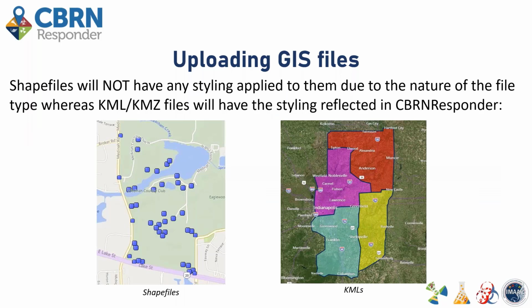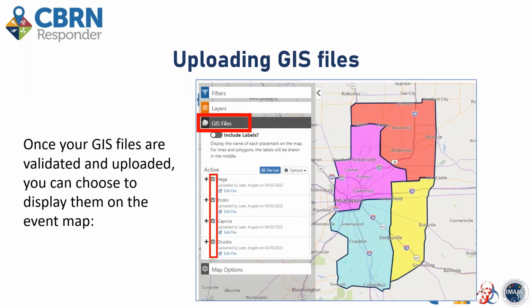One major thing to note is that shapefiles will not have any styling applied to them due to the nature of the file type. So shapefiles, as an example, on this left-hand side, this is our standard styling for points, whereas KMLs or KMZ files have styling as part of the file itself and are going to then be reflected in CBRNResponder. Once your GIS files are validated and uploaded, you can then choose to display them on the event map. So here I have all 4 of my fictional states enabled and I can view them.